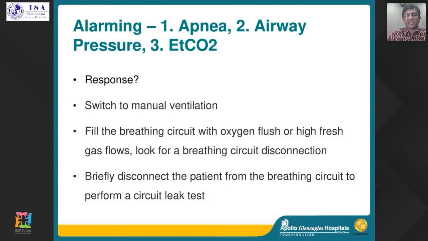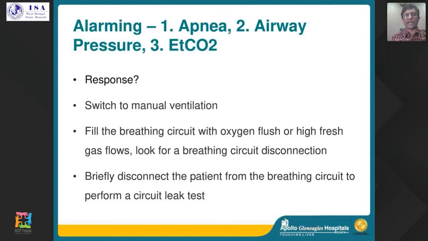The first response would be to switch to manual ventilation. Fill the breathing circuit with an oxygen flush or a high fresh gas flow. High fresh gas flow is something that I prefer. And then look for a breathing circuit disconnection. Can you see or hear any flow through the breathing circuit? One thing that can possibly be done is to briefly disconnect the patient from the breathing circuit to perform a circuit leak test.